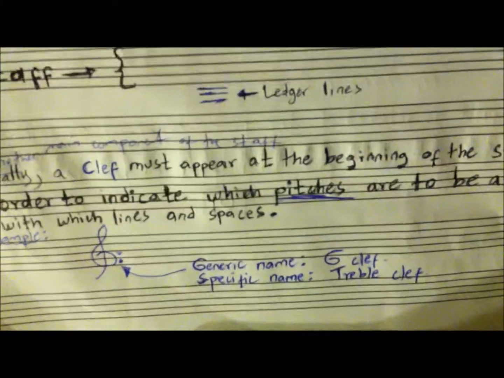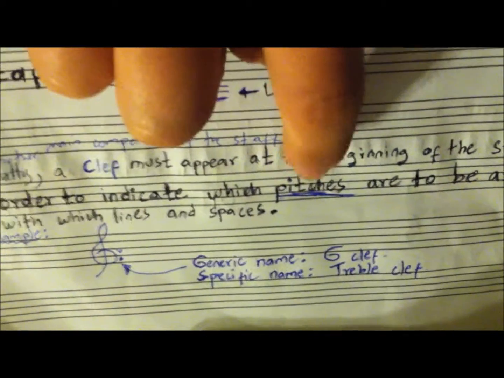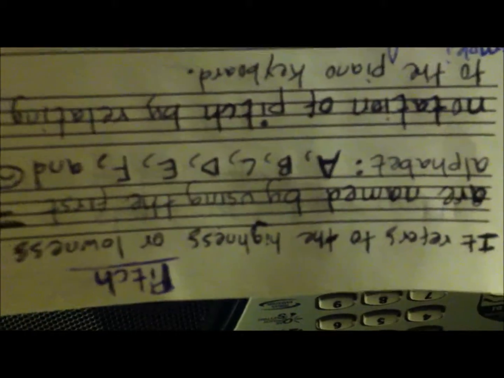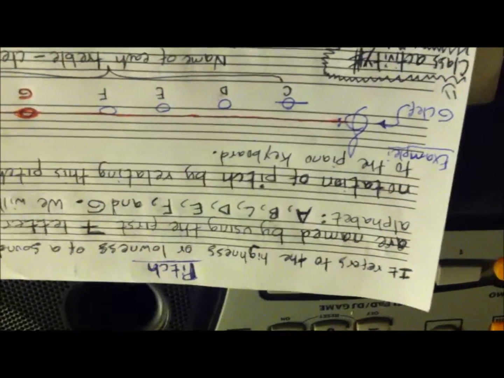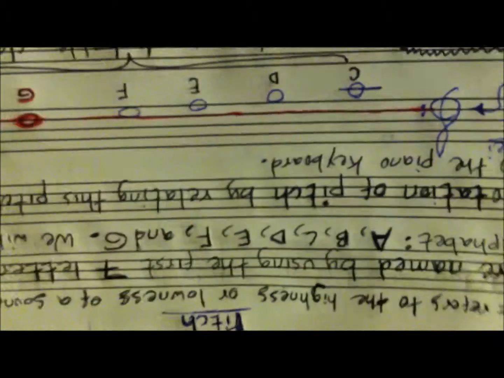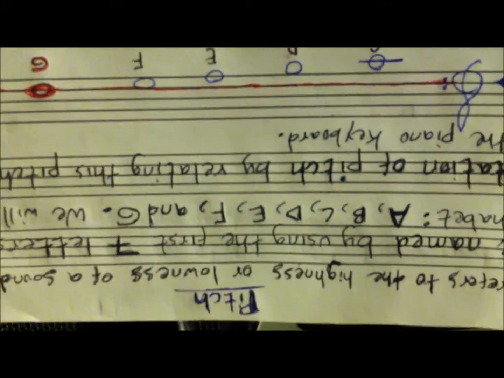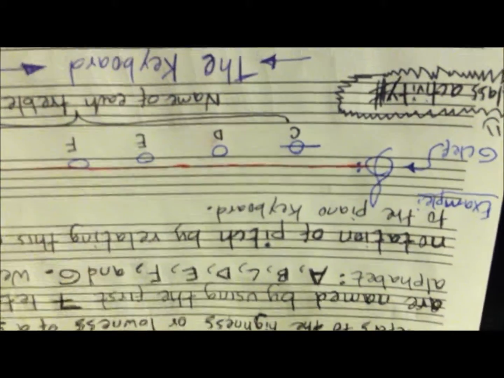But before moving on, we should discuss the term pitch. What is a pitch? Well, the term pitch refers to the highness or lowness of sound. Pitches are named by using the first 7 letters of the alphabet: A, B, C, D, E, F, and G. We will approach the notation of pitch by relating this pitch alphabet to the piano keyboard.